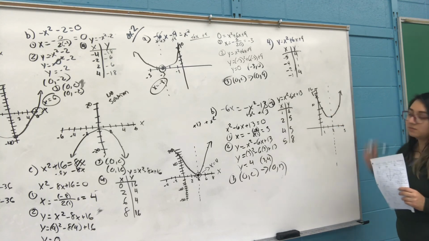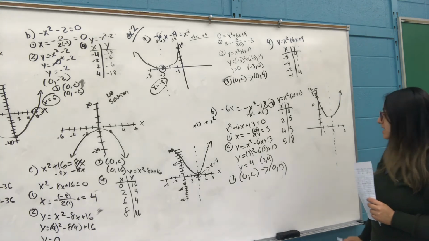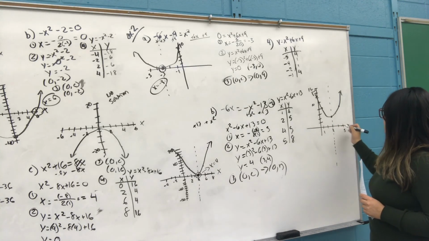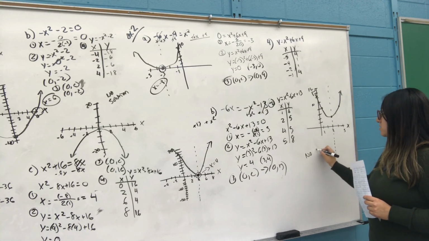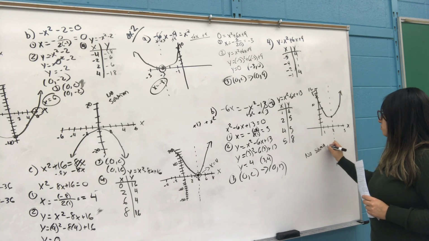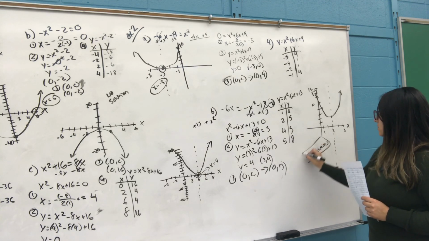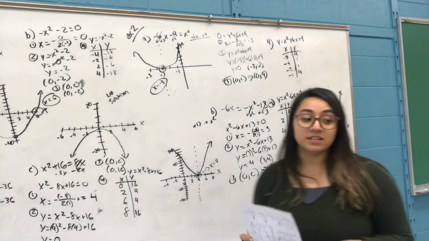And then the last thing is I'm looking for where the graph hits the x-axis. It does not hit the x-axis. There are no solutions. So you have to draw these graphs out to see how many solutions there are.